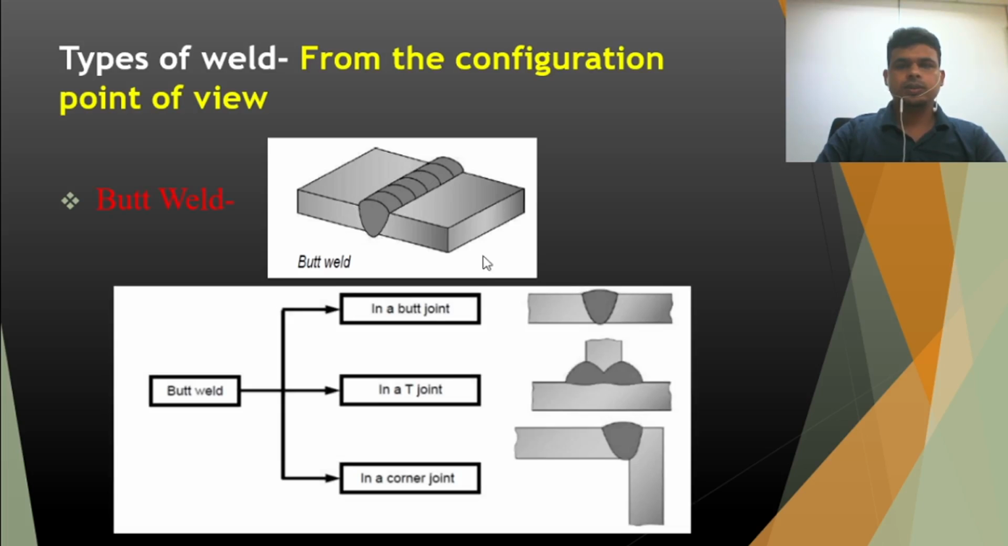For butt weld, we actually have three different types. You can see the in-line butt joint, so this is the butt weld in a butt joint. Then the T-joint butt weld, so this is the T-joint, and here is the butt weld. Then the corner joint butt weld, so this is actually the corner joint.